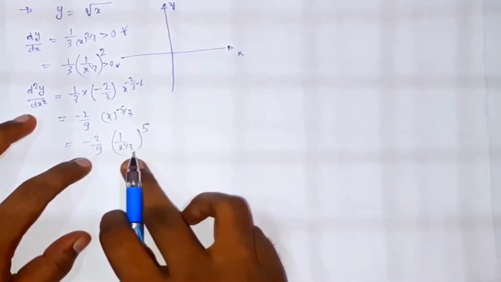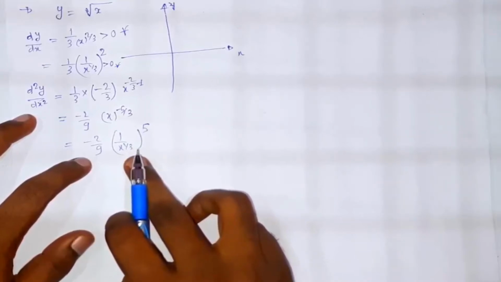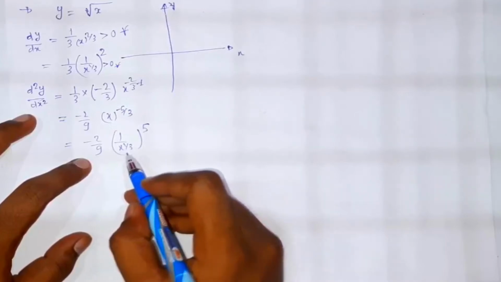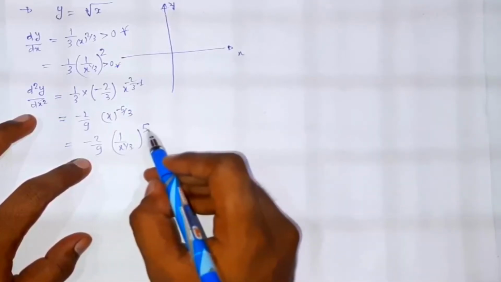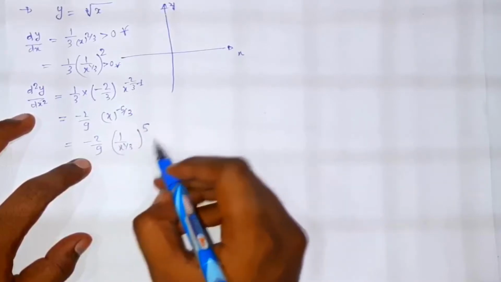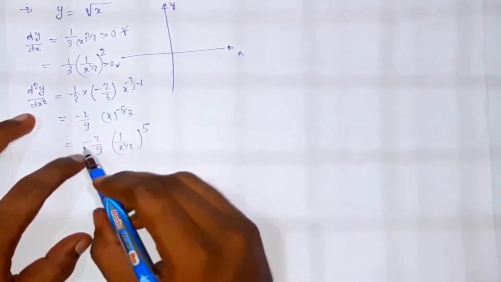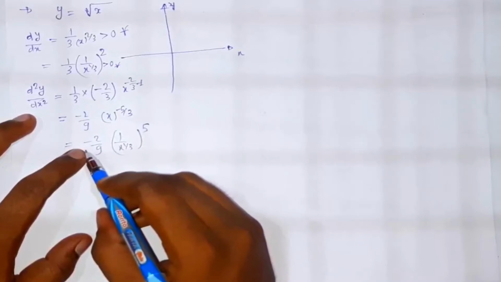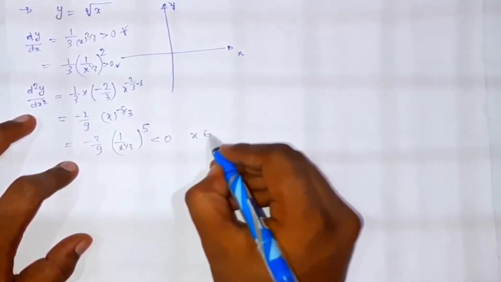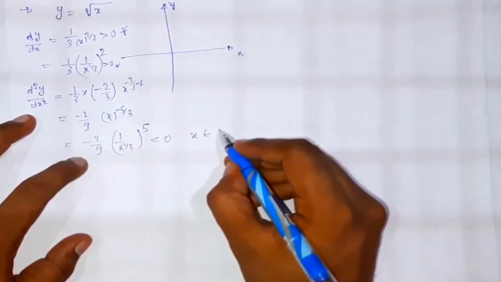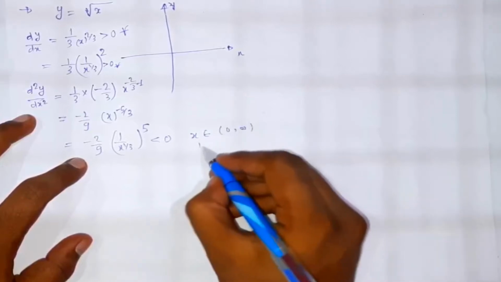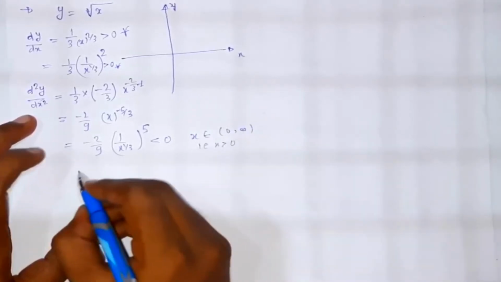So for the values of x greater than 0, this portion will be positive, and we are taking a power 5. That portion again, for the values of x, the whole portion will be positive, but there is a negative sign outside. Okay, so overall it will be negative for every x belonging to positive values of x, okay, 0 to infinity.